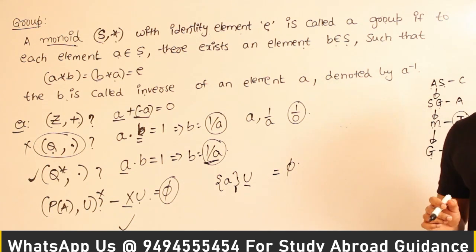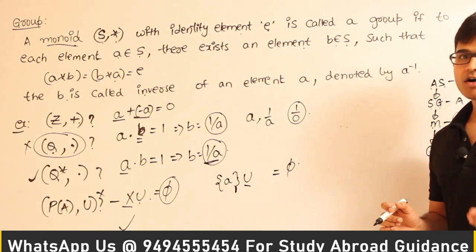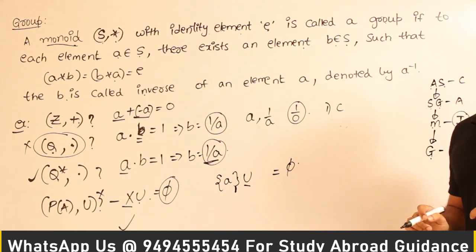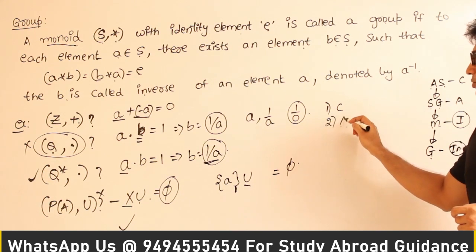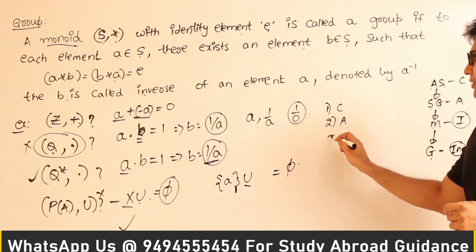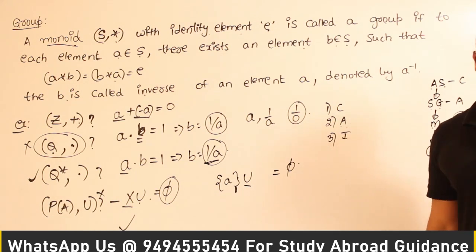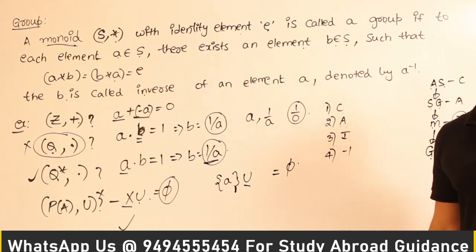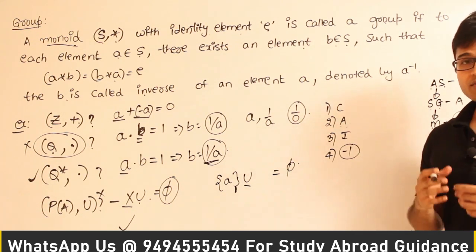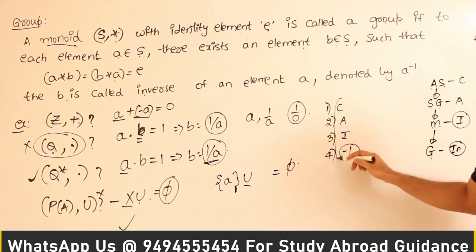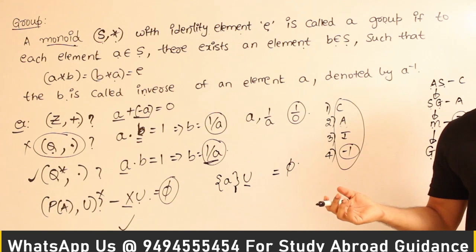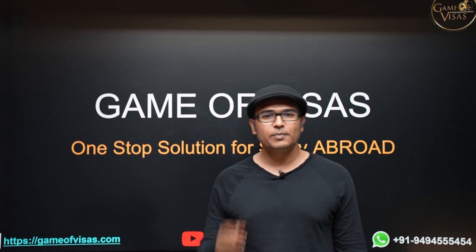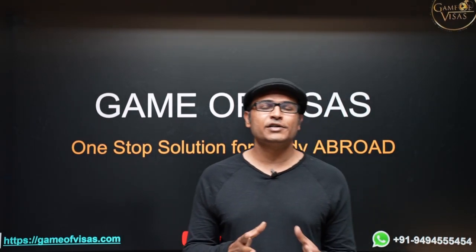So whenever in the exam they ask you whether a set is a group over an operation or not, you have to come in this order. First, it should be closed. Second, the associative property should be followed. Third, there should be an identity element. And fourth, for every element there should be an inverse. Got it? So for every element it is important. Then only if all these four properties are satisfied can we say that some particular set is a group.